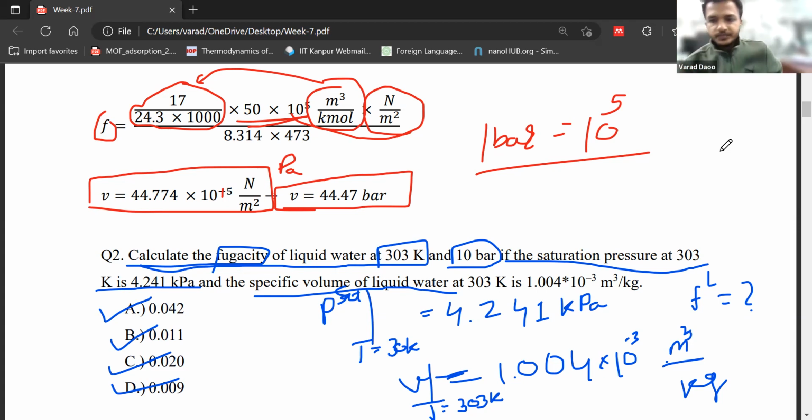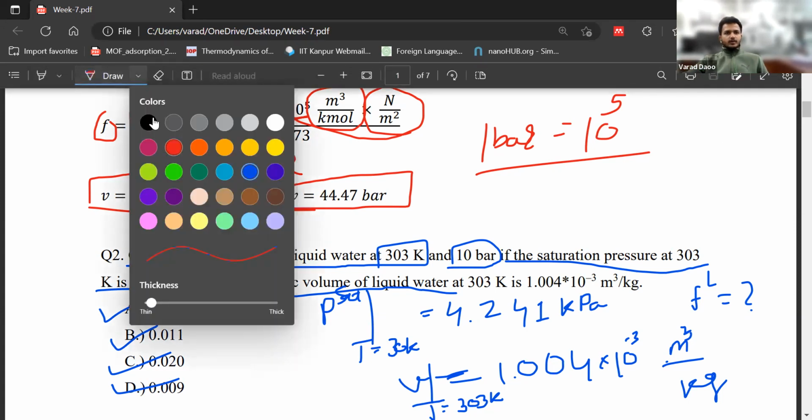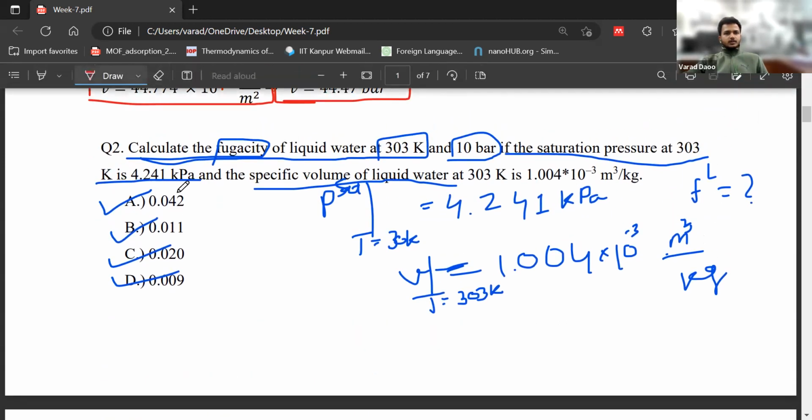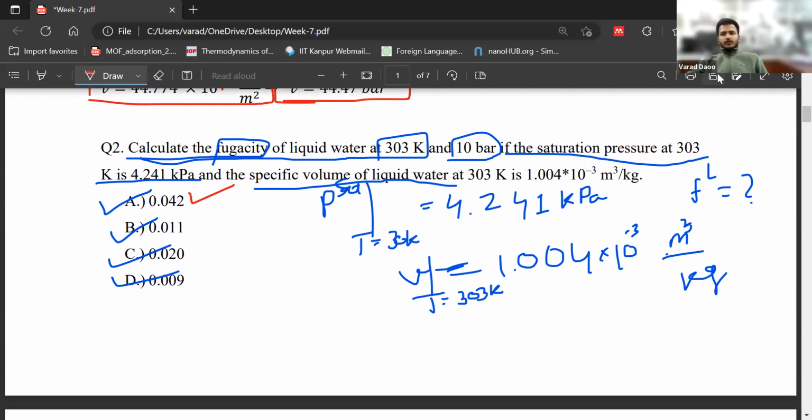Anybody got the answer? Wait for a couple of more minutes. I'll give you the correct answer now, and then again I'll wait for a couple of minutes. The correct answer is option A, 0.042. Anybody got the answer? I'll wait for a couple of minutes.